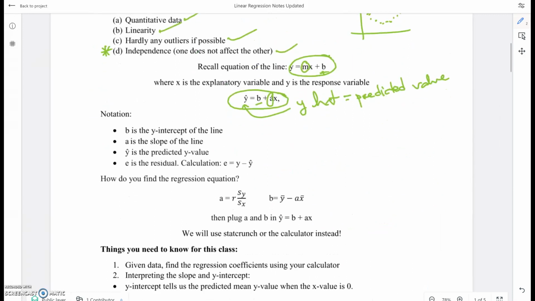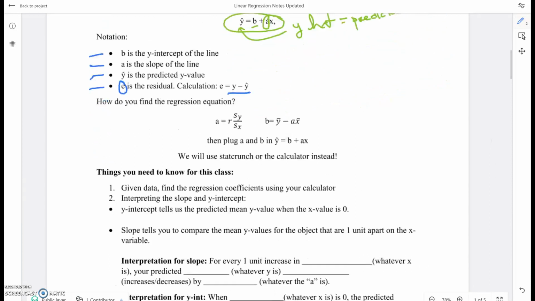Okay, so just a couple things. B here is what we're going to call my y-intercept, so that hasn't changed. A is now called my slope, the slope of the line, the rise over the run. Y hat is my predicted y value, and e is what we're going to call my residual. It's sometimes called the error. E just stands for error, I suppose, but all it is is taking the true y value minus the predicted y value. So if I did know what the true value was, I can see how big my error is.